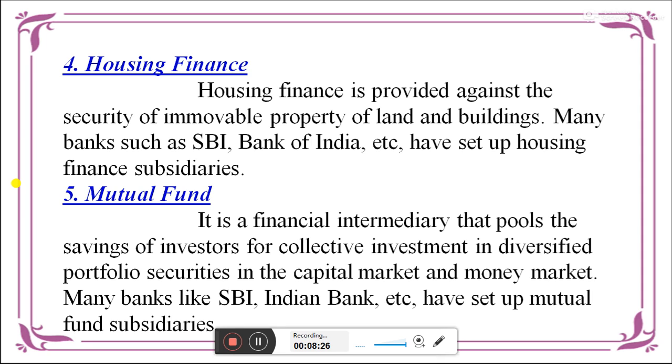Housing finance is provided against the security of immovable properties of land and building. Many of the banks such as SBI, Bank of India, etc. have set up housing finance subsidiaries. Housing finance is provided against immovable properties of land and building.